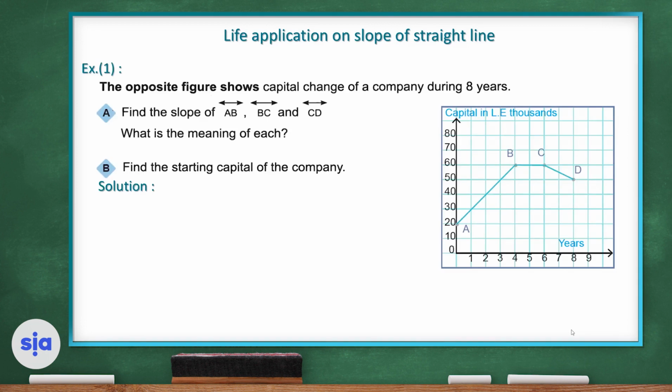Today we'll be talking about the life application on the slope of a straight line. If we check example 1, the opposite figure shows the capital change of a company during 8 years. The first requirement is to find the slope of line AB, line BC, and line CD. What is the meaning of each? The second requirement is to find the starting capital of the company.